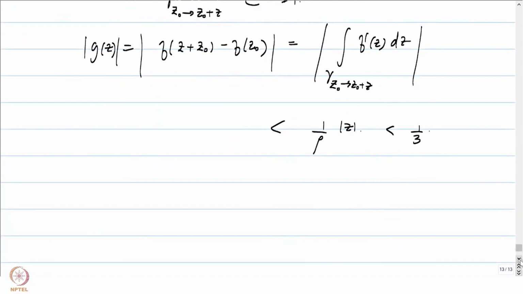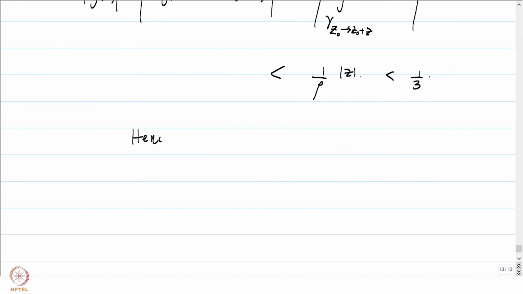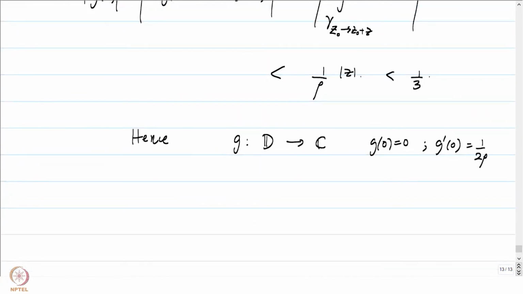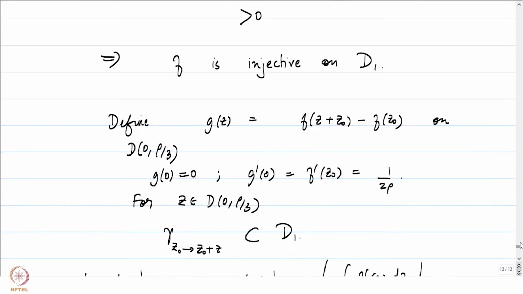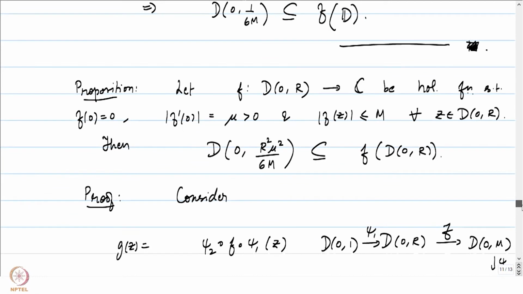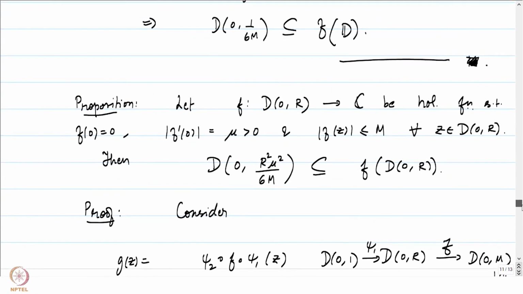So we are now in the setup of our previous problem. Hence, g is now a map from the disk to C. g of 0 is equal to 0. g prime of 0 was already computed to be 1 by 2 times rho, and the absolute value of g of z is less than 1 by 3 for z in D. Let's now go up to the previous theorem. What does the previous theorem tell us? The previous theorem then tells us that d0 r square mu square by 6m is contained in d0r.